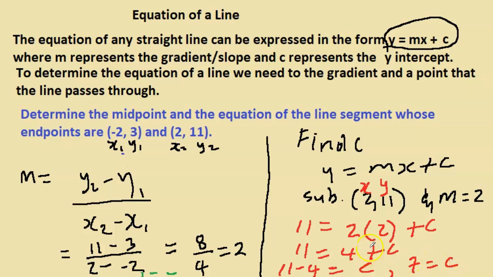Alright? So the equation is, let's put it up here. The equation of the line is y equal mx. What is m? m is 2, so 2x plus whatever the value of c is. In this case, 7.